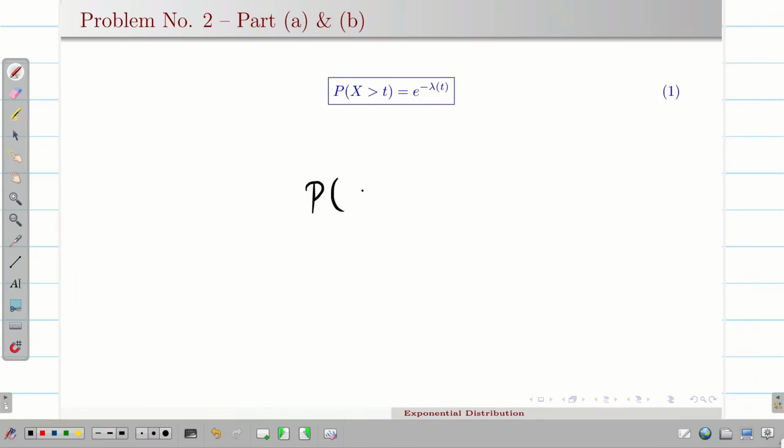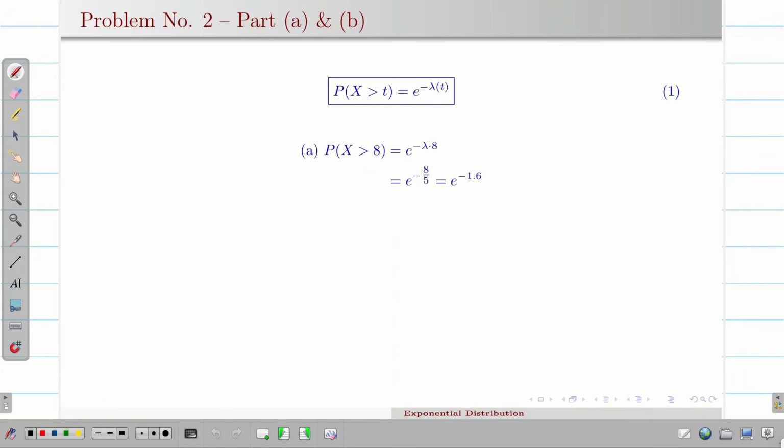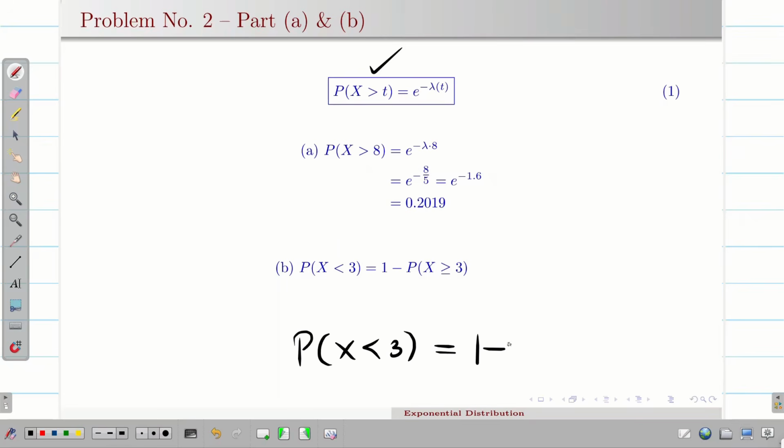We have already derived that probability of x greater than t is equal to e power minus lambda t. So now we have to refer to equation 1, that probability of x greater than 8 is e power minus lambda 8. Also, we know the value of lambda, that is 1 by 5. So we get e power minus 8 by 5. Now you take your calculator and easily find the value of e power minus 1.6, that is 0.2019. Next, for the second question, probability of x less than 3, I don't have any formula. I have a formula for x greater than t. So I can rewrite this as 1 minus probability of x greater than or equal to 3.